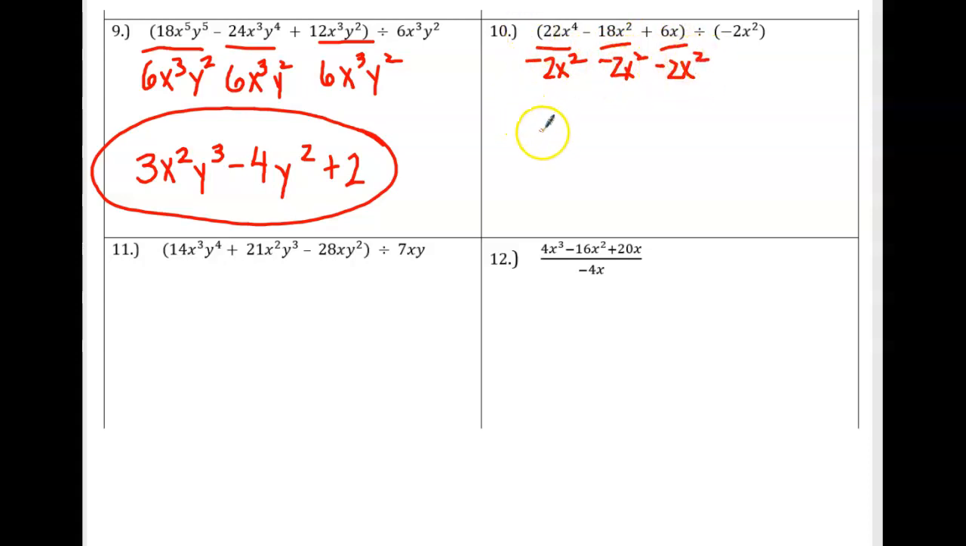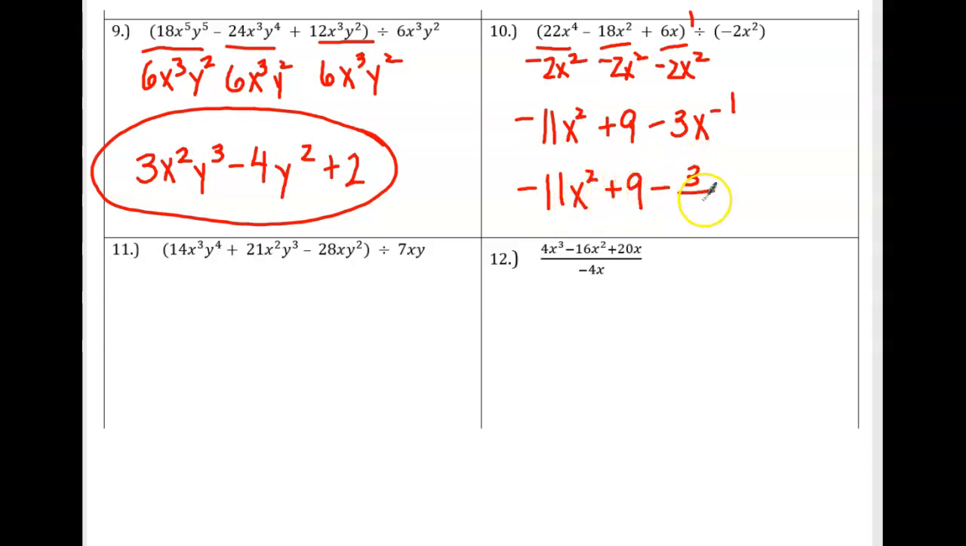Okay, when we do that, we get a negative 11x squared plus 9, and our x squareds would cancel out. All right, so then we have 6 divided by negative 2, which would be a negative 3. But our x would end up being to the 1 minus 2, which is negative 1 power. So we never want to have an answer that has a negative exponent. So we're going to rewrite this as negative 11x squared plus 9 minus 3 over x. So only that last term would be a fraction.